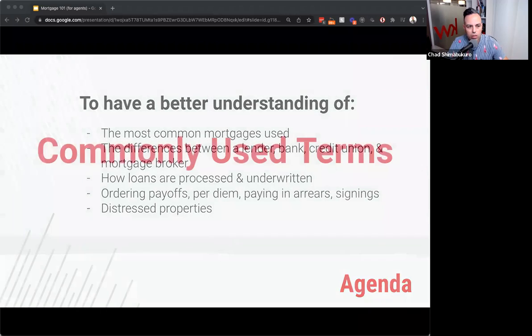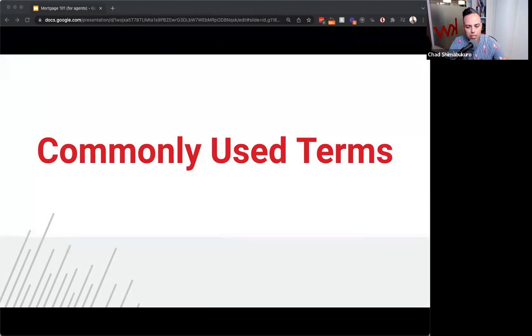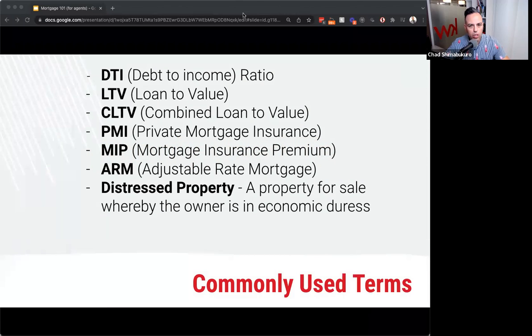So I thought I'd start off with some of the most commonly used terms that you're going to hear from a loan officer or a mortgage banker or whoever is working with your clients. Some of those terms are DTI, which is debt to income ratio. And that simply is the calculation based upon a client's credit report and what they owe, the monies that are outgoing versus the income that they have coming in.